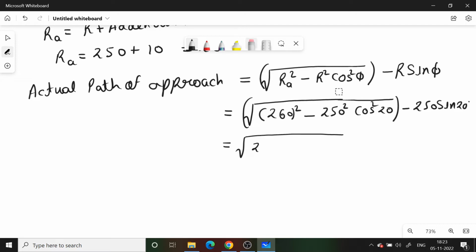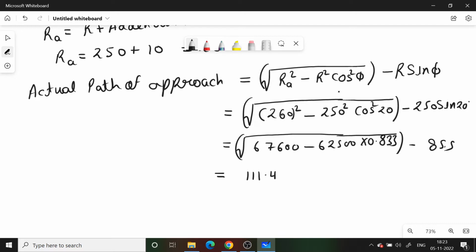This is under root 67600 minus 62500 into 0.883, minus 85.5. That is 111.485 minus 85.5, which is equal to 25.91 mm.